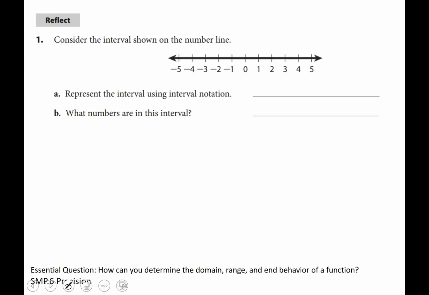All right, so we're going to reflect on what we've just done a little bit, and these new books are going to do this throughout the lesson, so we have some understanding of what's going on. We're going to consider the interval shown on the number line and represent the interval using interval notation.